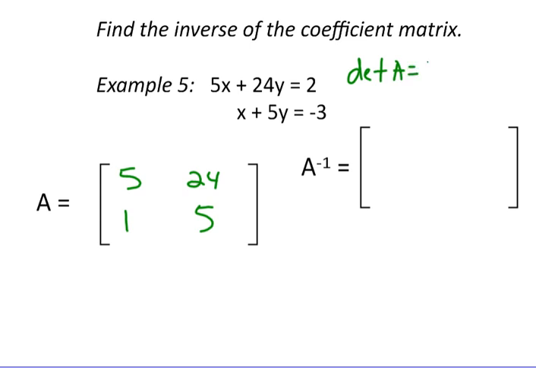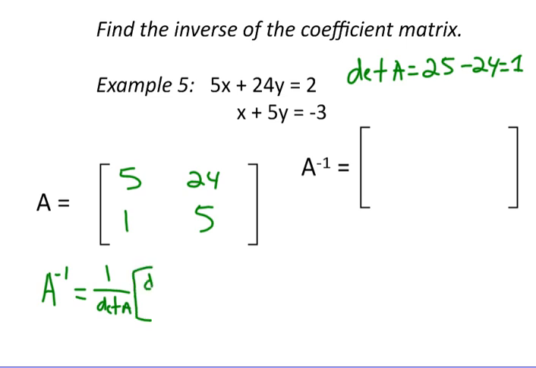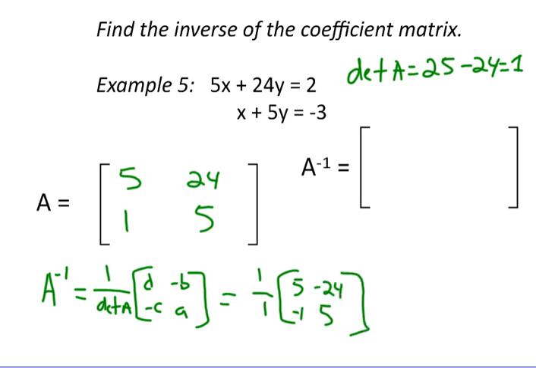So 5 times 5, 25. 24 times 1 is 24. So it does equal 1. So the determinant does exist. So A inverse, just to recall, is equal to 1 over the determinant of A. Then we switch D and A, and B stays in the same spot, and C, but they change signs. So in our case, we have 1 over the determinant 1 times 5 and 5 are the same, but they're switching spots. Negative 24 is changing the sign, and so is negative 1, but they're staying in the same spots.